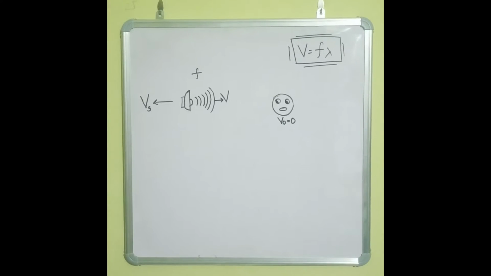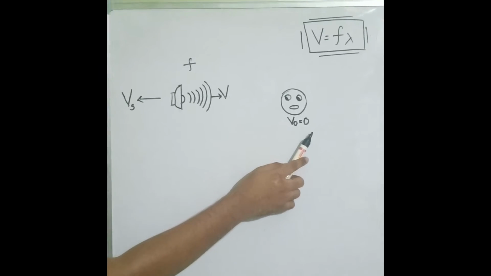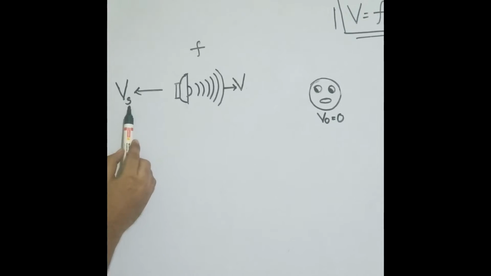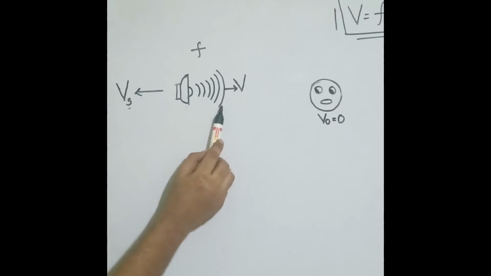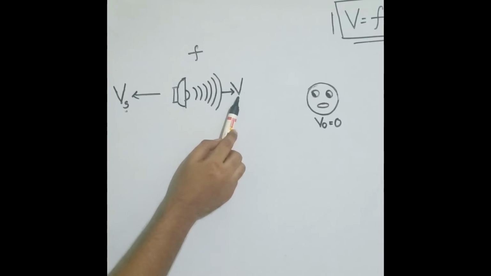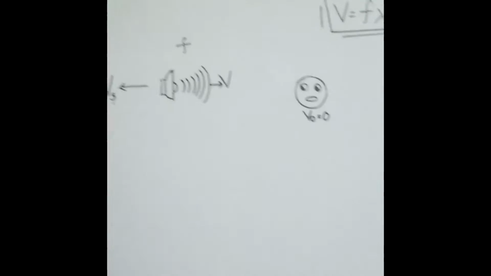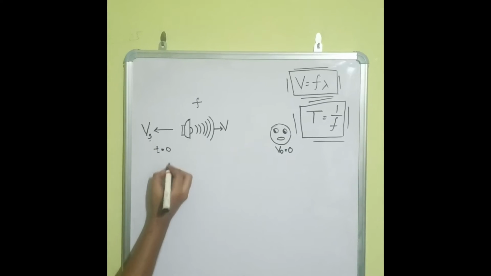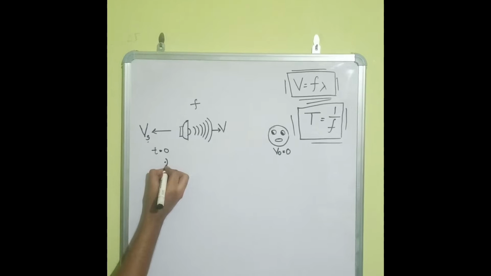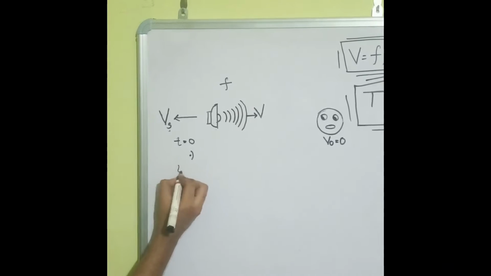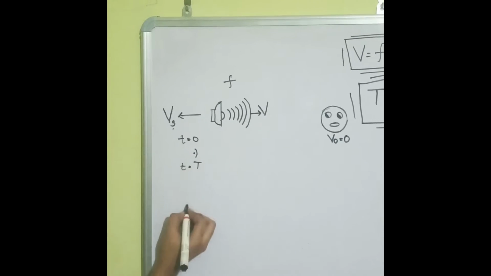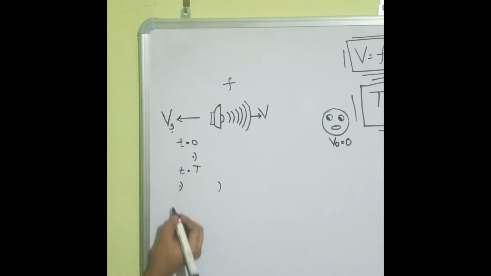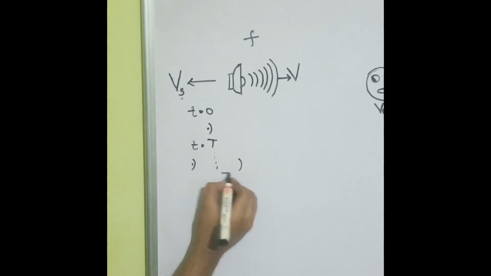Going to the next case, here the observer is at rest. The source is moving away from the observer with Vs velocity and the waves are moving towards the observer with V velocity with actual frequency f. At time equal to 0, the source produced its first wavefront. At time equal to capital T, the source produced its second wavefront. Actually, the wavelength should be lambda.